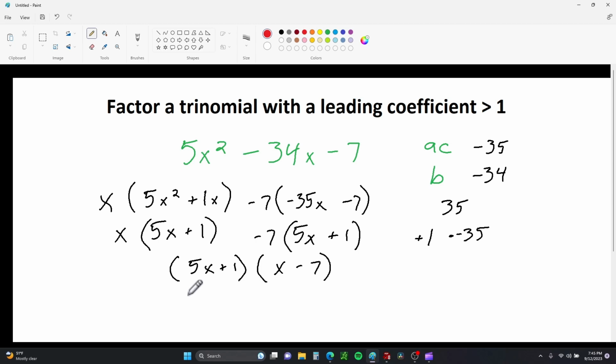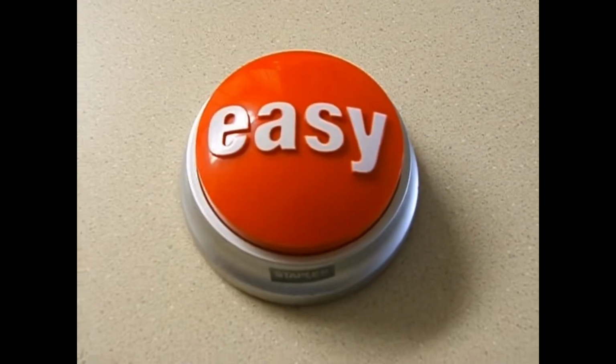So I'm going to just distribute using FOIL. So I have 5x squared. That's the first terms, and then I have minus 35x. Then I have plus 1x. And then I have minus 7. And these two combined are going to give me 5x squared minus 34x minus 7. And the check is complete and it's good. That was easy.